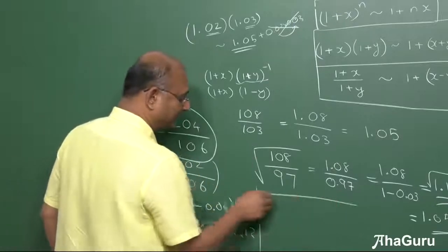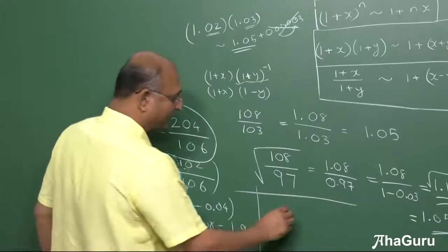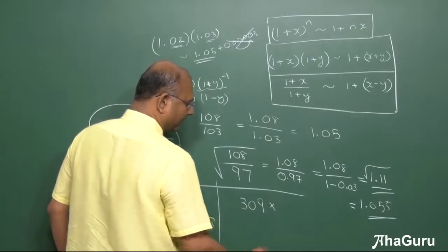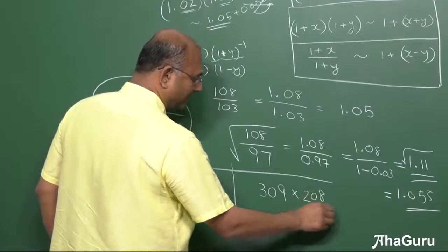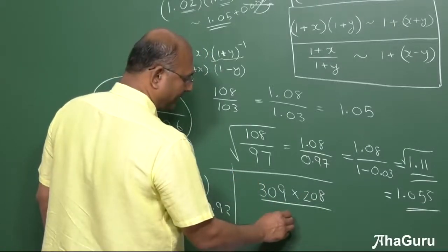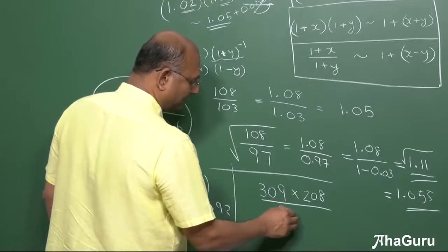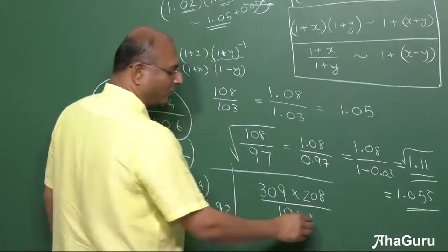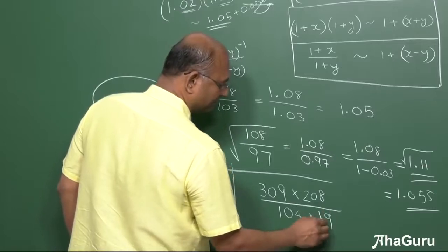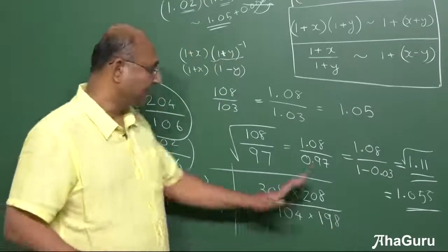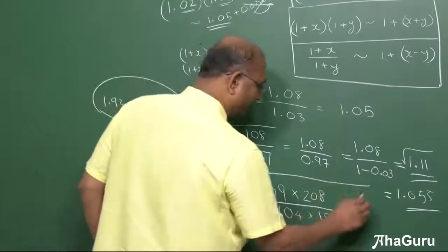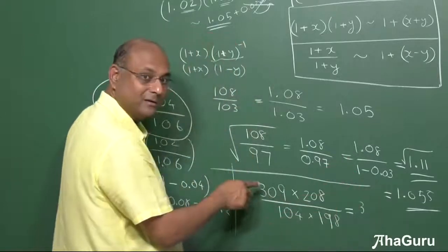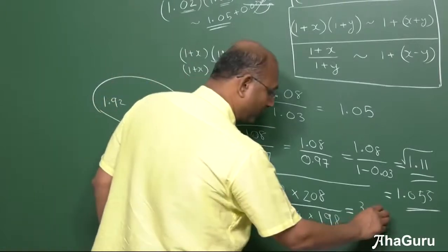Like for example, let us take one case. Suppose I was doing, let us say, 309 into 208 by, let us say something like 104 into, let us say that we are doing something which is 198. So if you see, I have got a lot of numbers to multiply and divide. So what I will do in this case is, first I will remove the 3. So I will write this as 3 into what? 103. So this is 103.